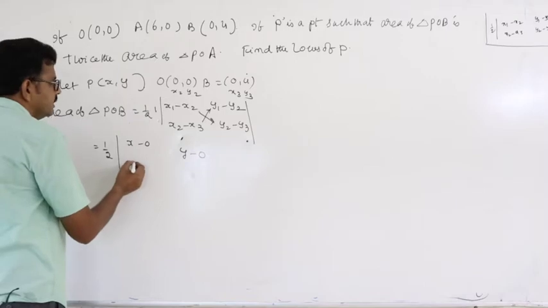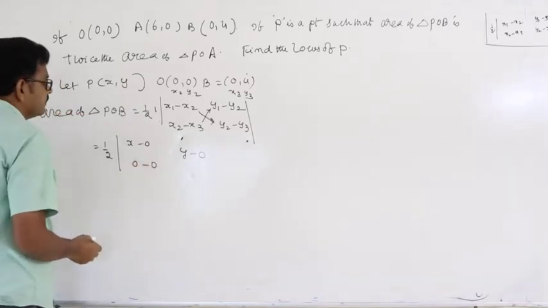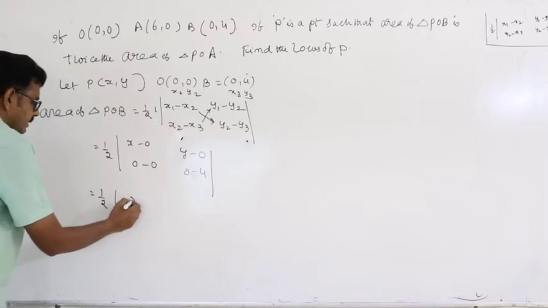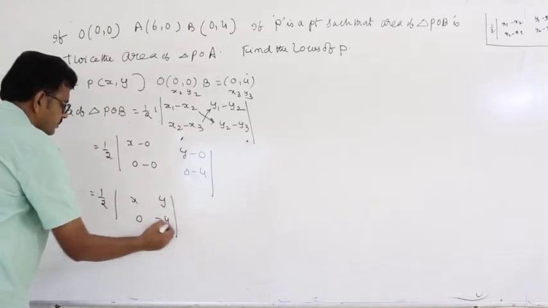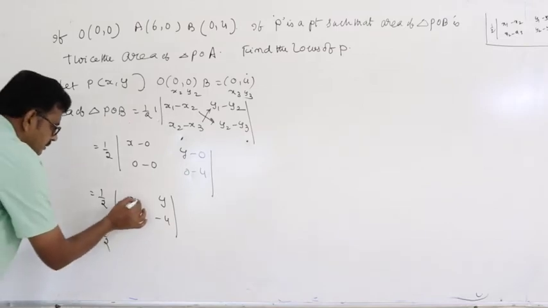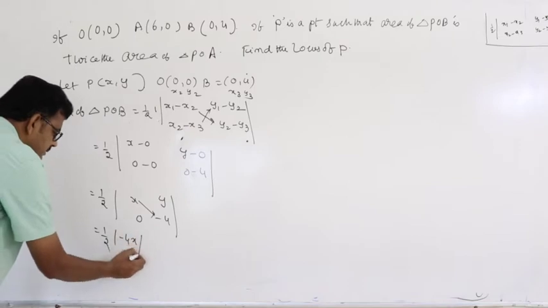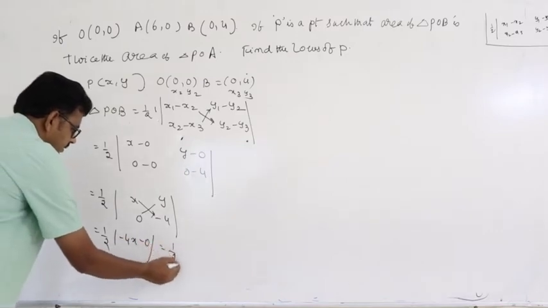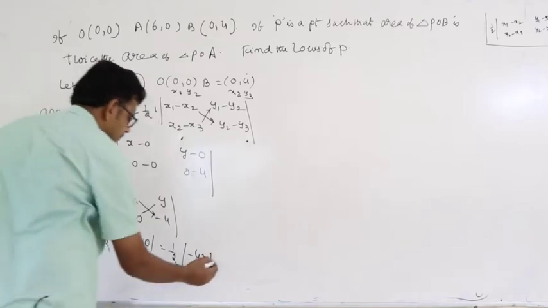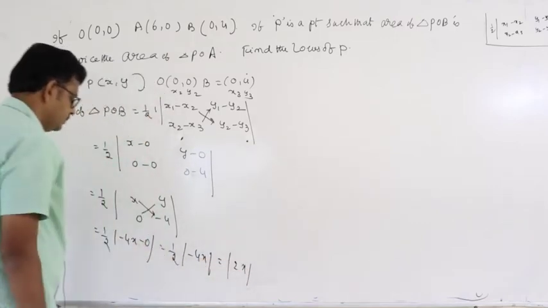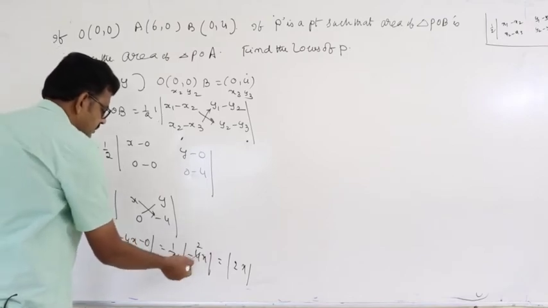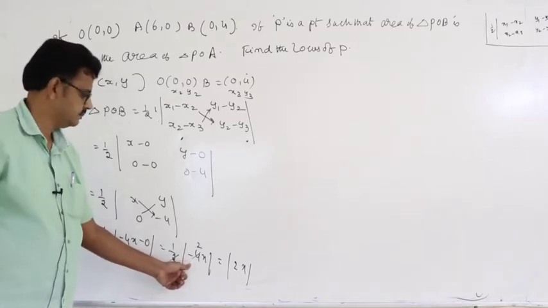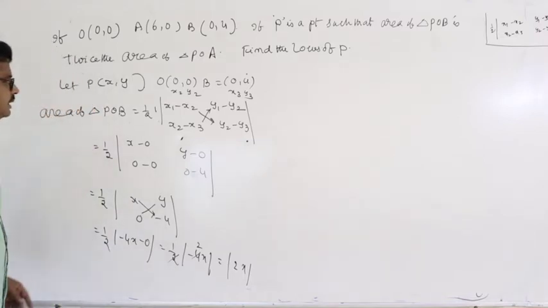x2 minus x3 is 0 minus 0, and y2 minus y3 is 0 minus 4. That is half of mod of x, y, 0, minus 4. So that is half the product of these two, minus 4x, minus this, which is 0. Half mod of minus 4x equals mod of 2x. Two terms get cancelled. Mod means positive value; mod of x is nothing but mod of minus x.